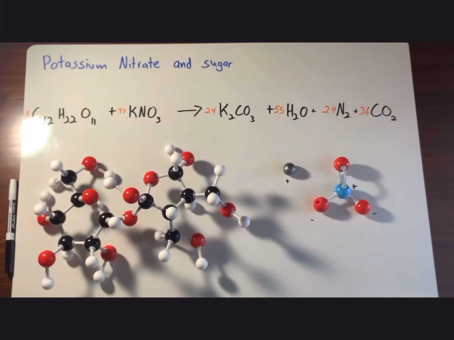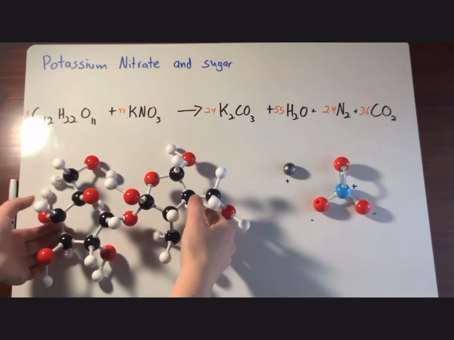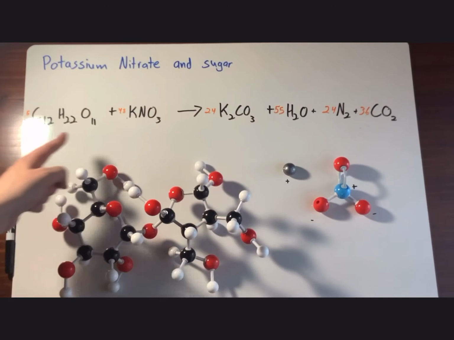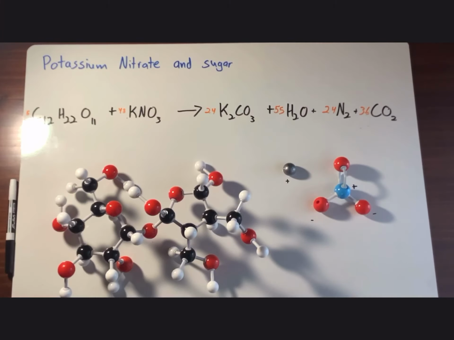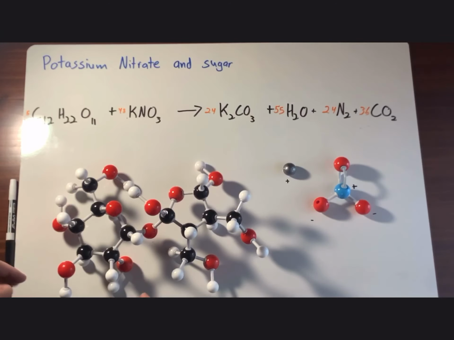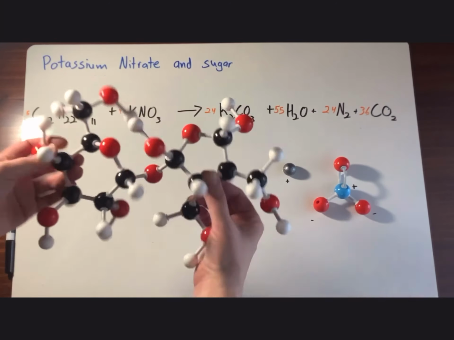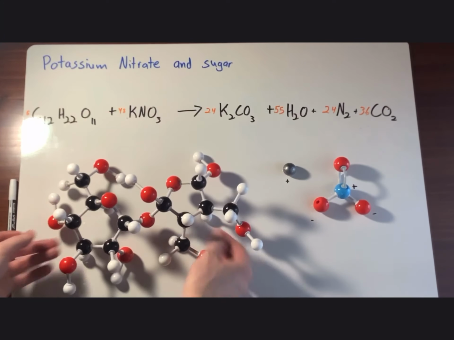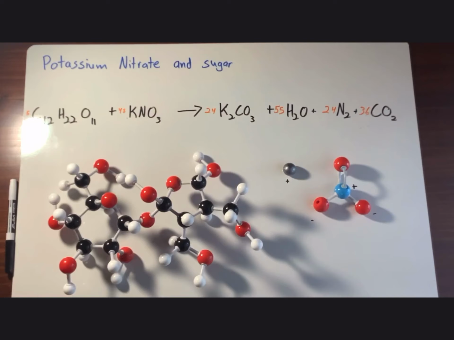Now here we have the chemical equation for potassium nitrate and sugar. Here is sugar. All this is one molecule. I wrote out the balanced equation here, but I didn't have enough supplies to make 5 sugars and 48 KNO3s and so on and so forth. So here's sugar, or sucrose. It's all one big connected molecule. And we have KNO3 over here.